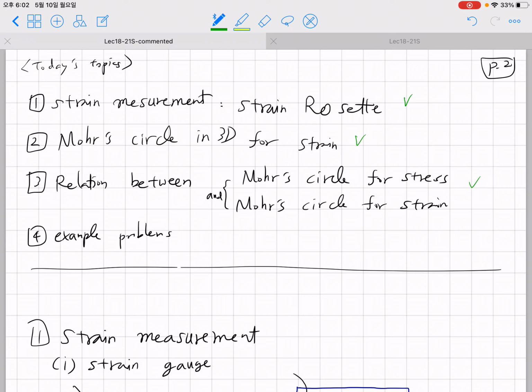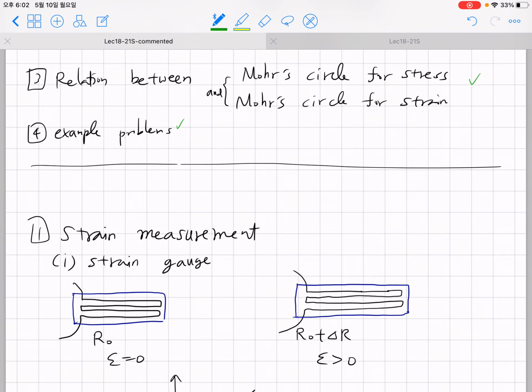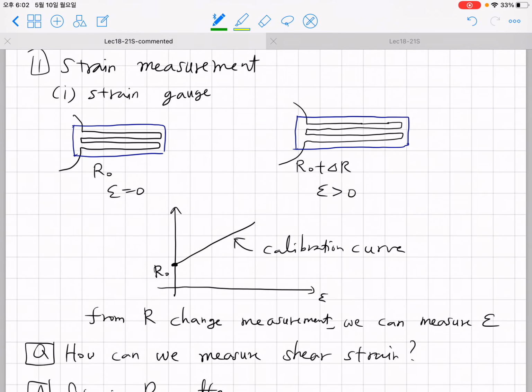and we'll also discuss whether the principal axis obtained from stress analysis is the same as the principal axis obtained from strain analysis. As a last topic, we'll solve a few example problems. So let's begin from the first one, strain measurement.